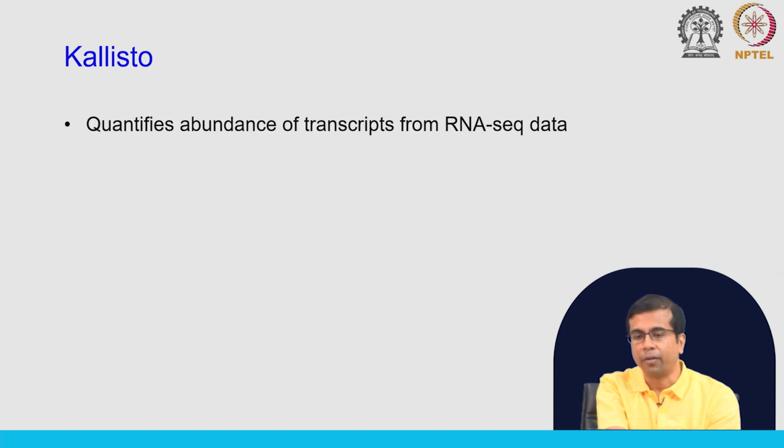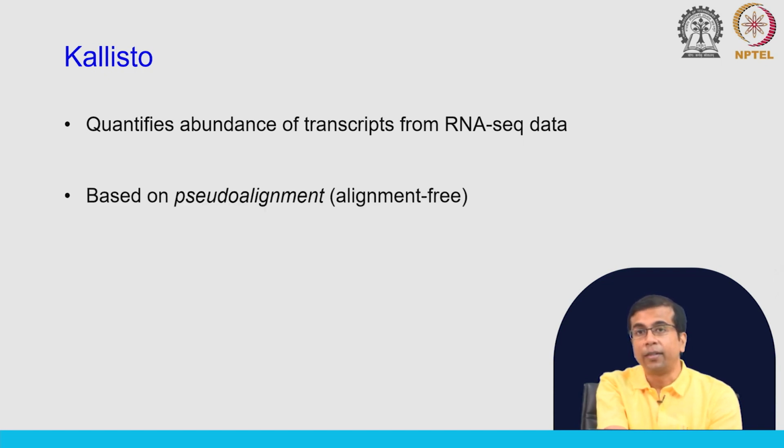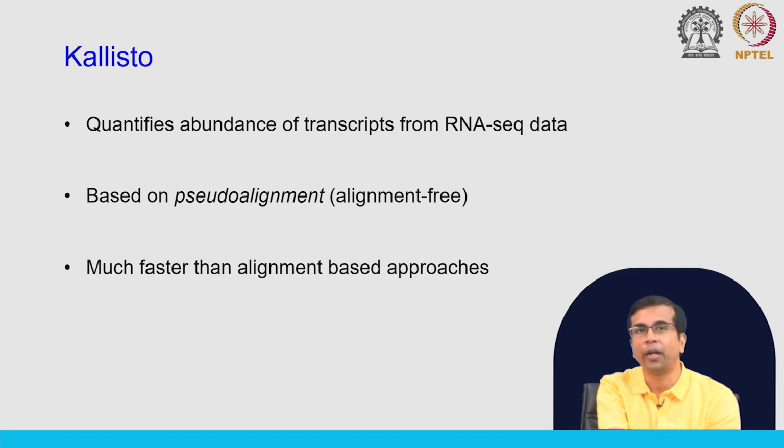It quantifies the abundance of transcripts. This is one of the tasks this tool does, but it does so based on something called pseudo alignment. There is no real, actual alignment. That is why it is called pseudo alignment or an alignment free approach. The advantage is that this is much faster than the alignment based approaches, because you do not have to do this alignment or mapping.